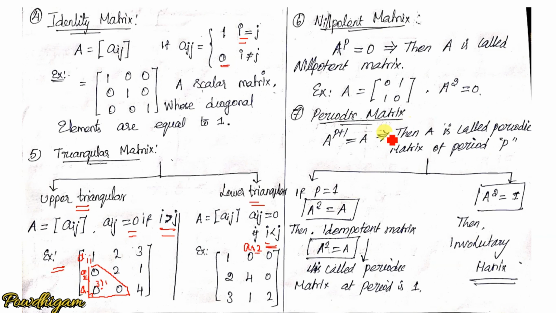Next one is the periodic matrix. If A power p plus 1 equals A, then A is called a periodic matrix of period p, and we can give some examples. If p equals 1, meaning A squared equals A, then this matrix is called an idempotent matrix. A squared equal to A is called a matrix of period 1, because p equal to 1 means period is 1. Next one is A squared equal to I; this matrix is called an involutory matrix.